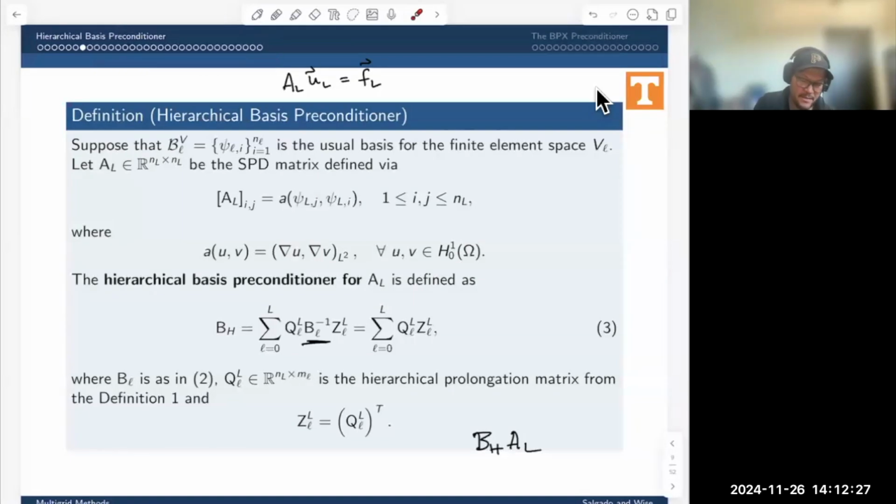And then, time allowing, we're going to talk about another preconditioner, which is based on hierarchical basis, called the BPX preconditioner. So hierarchical basis preconditioner, BPX preconditioner, that's where we're going.